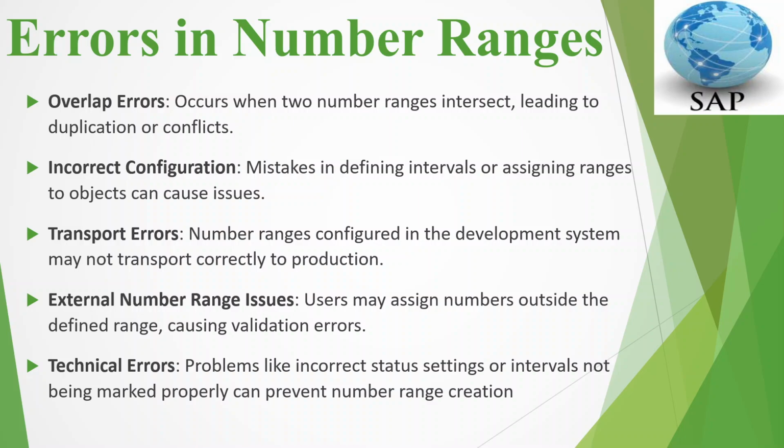It then can be related to incorrect configuration, making mistakes in defining intervals or assigning ranges to objects that can cause issues. So if you are not careful while defining the number ranges of various objects, that can also lead to these kind of confusions. Transport errors. Number ranges configured in the development system may not transport correctly to the production. So that can also happen sometimes.